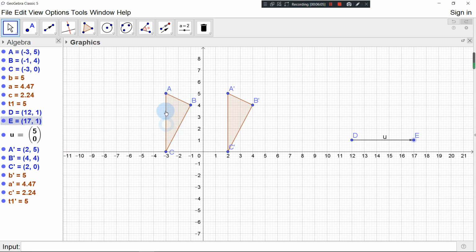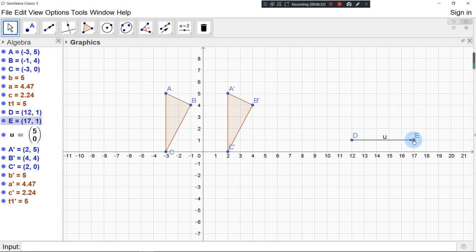This whole thing moves to left hand side 5 units. 1, 2, 3, 4, 5. Also, every point will move in the same manner. And you'll notice that they are congruent. Image and object are exactly the same, congruent, and the orientation is also the same. A, B, C clockwise, A prime, B prime, C prime clockwise.